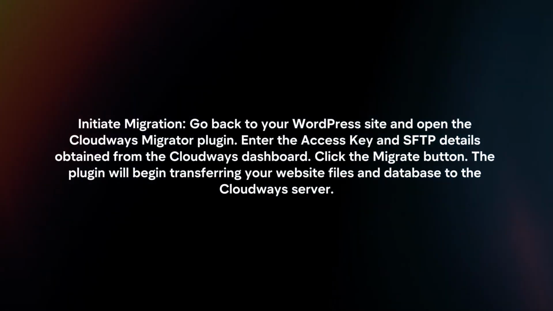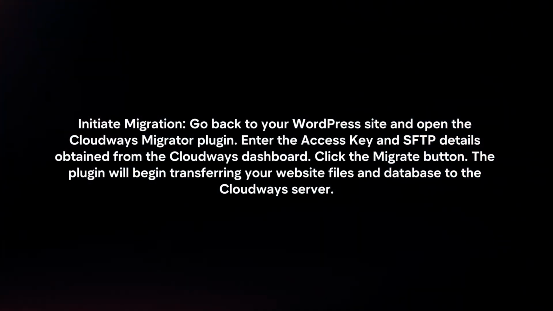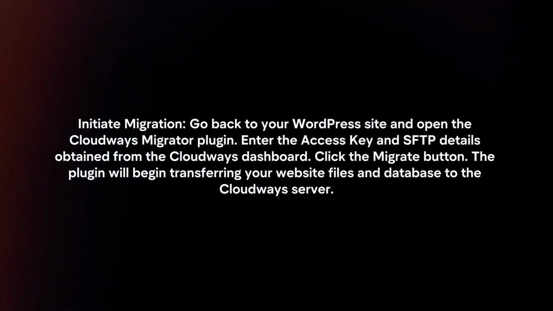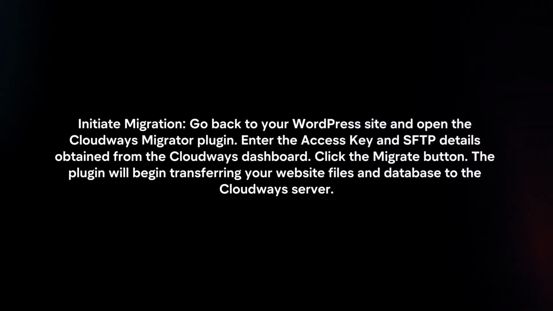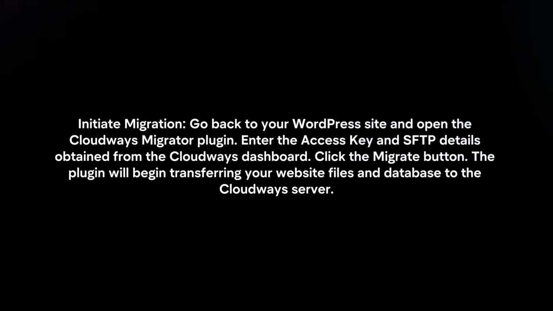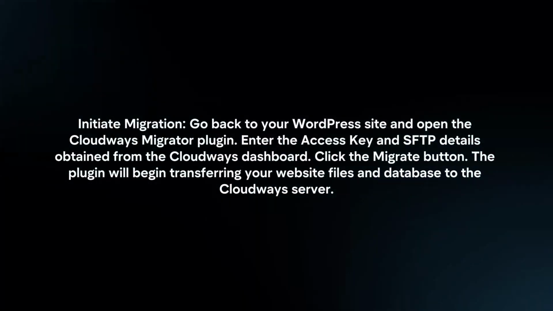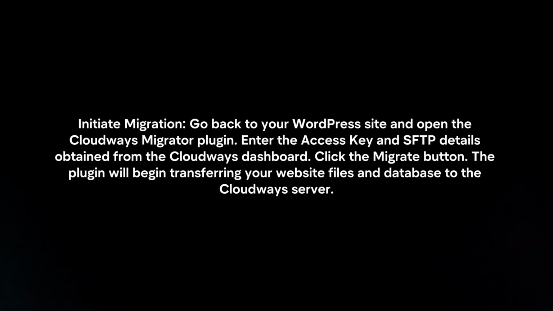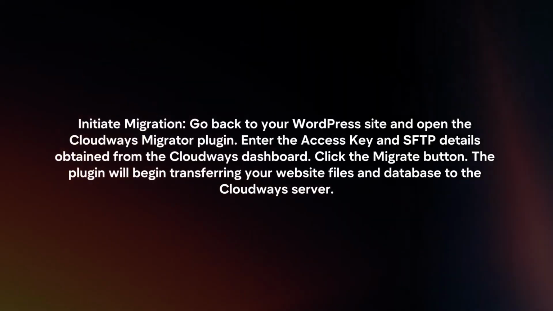Initiate migration. Go back to your WordPress site and open the Cloudways Migrator plugin. Enter the access key and SFTP details obtained from the Cloudways dashboard. Click the Migrate button. The plugin will begin transferring your website files and database to the Cloudways server.